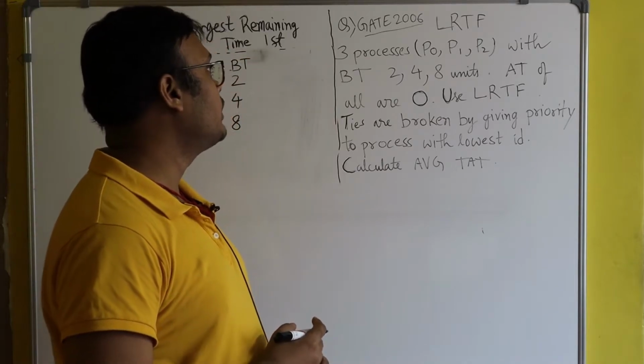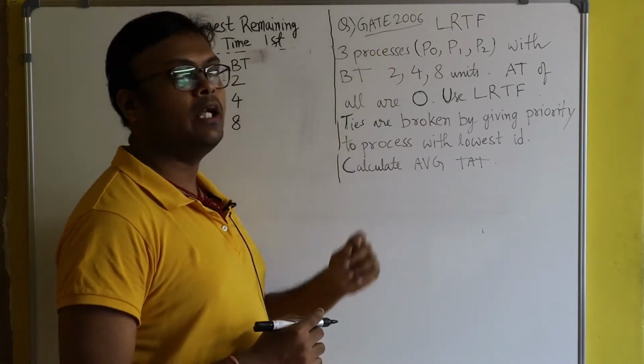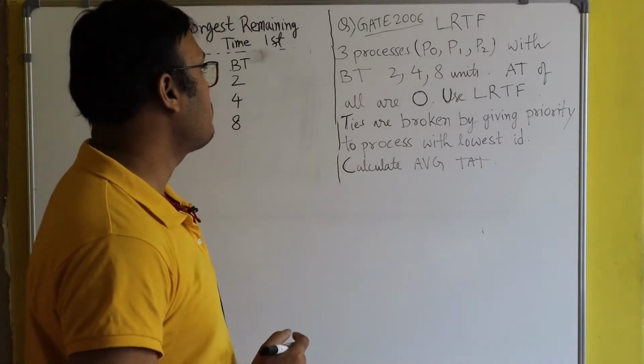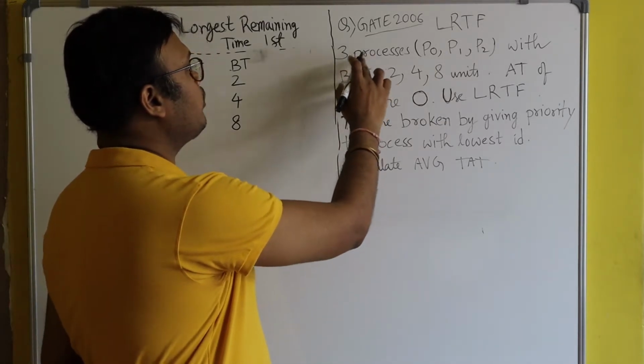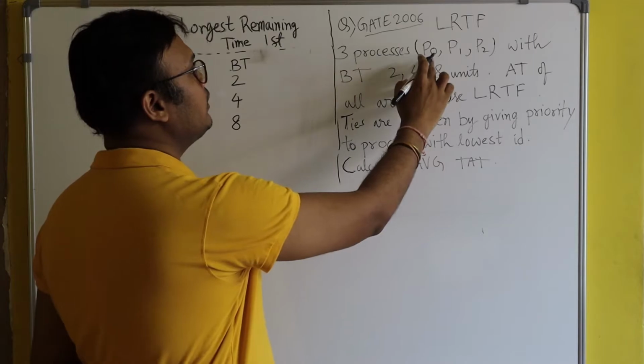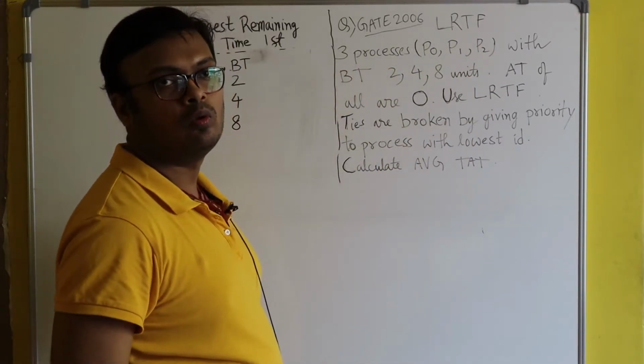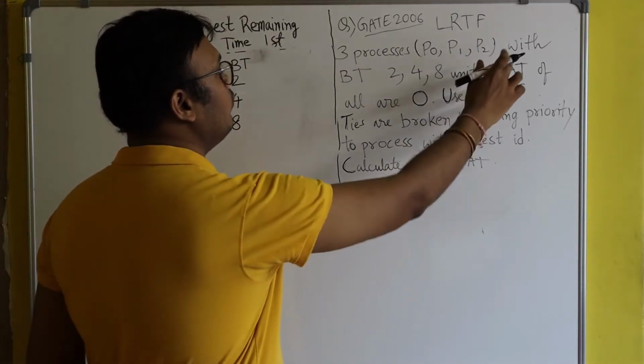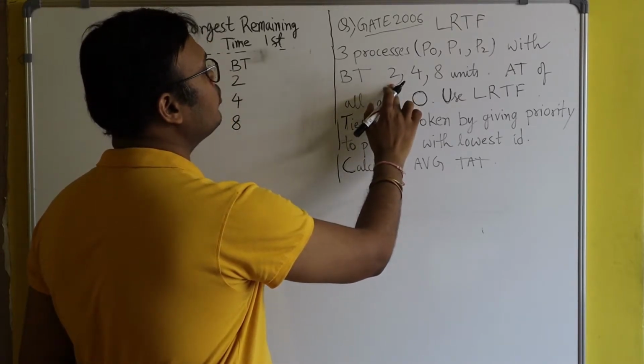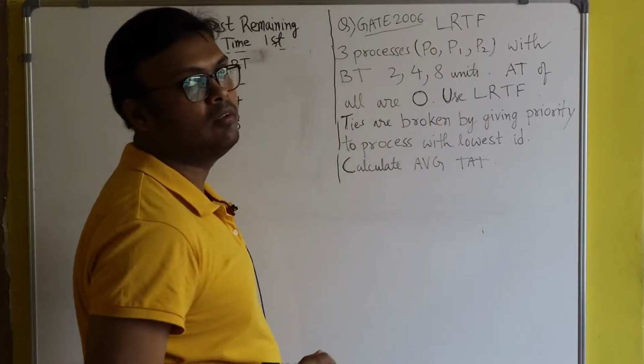So let's solve this question. This question was asked in GATE 2006. The question is, there are three processes with process ID 0, 1 and 2, with burst time given as 2, 4 and 8 units respectively.